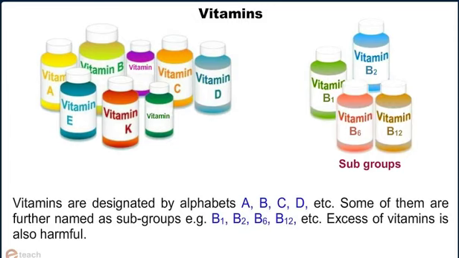Vitamins are designated by alphabets A, B, C, D, etc. Some of them are further named as subgroups, for example B1, B2, B6, B12, etc. Excess of vitamins is also harmful.